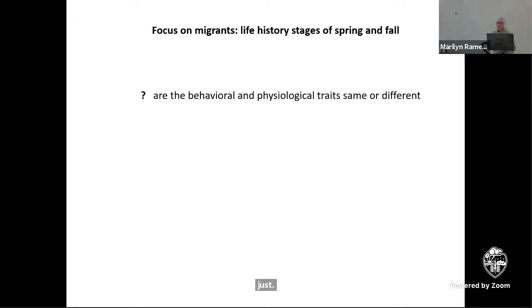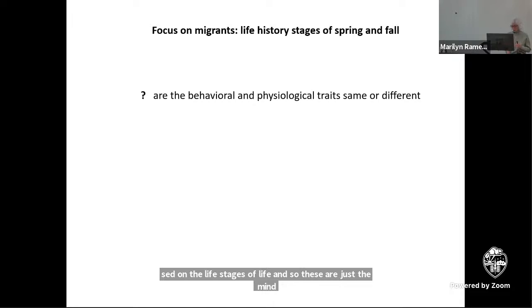So now let's focus on the life history stages of the migrant. So these are just the migrants. And the question is, are these behavioral and physiological traits the same, or are they different?